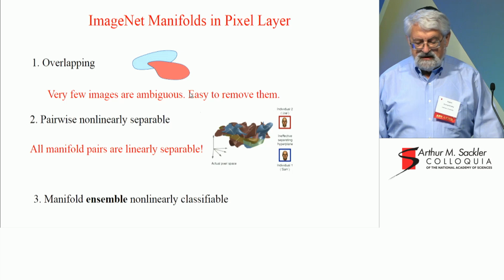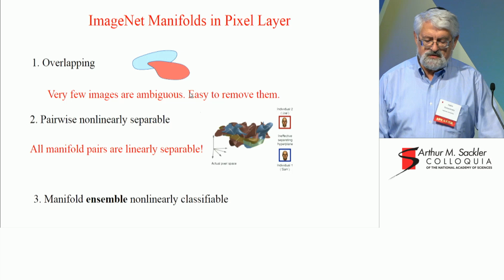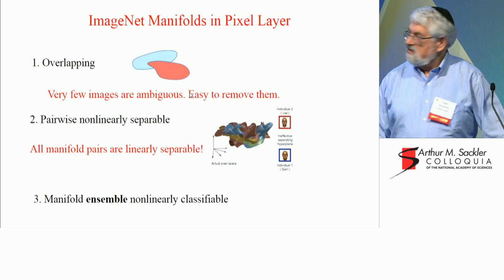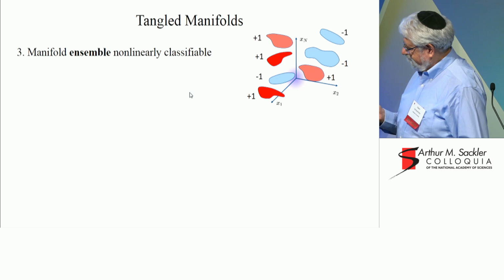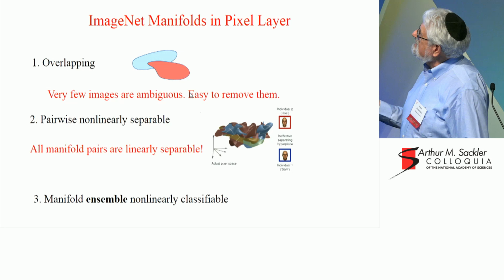So if you take the data and you try to separate pairs of them, as far as we can see, most of the pairs of those point cloud manifolds are linearly separable even at the pixel layer. So that picture is not the right picture, at least for the data that I'm considering.